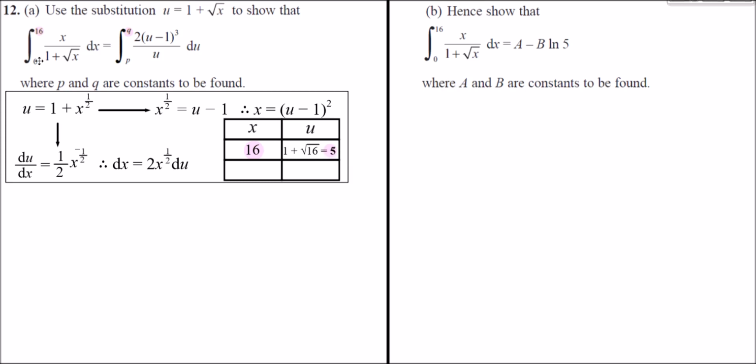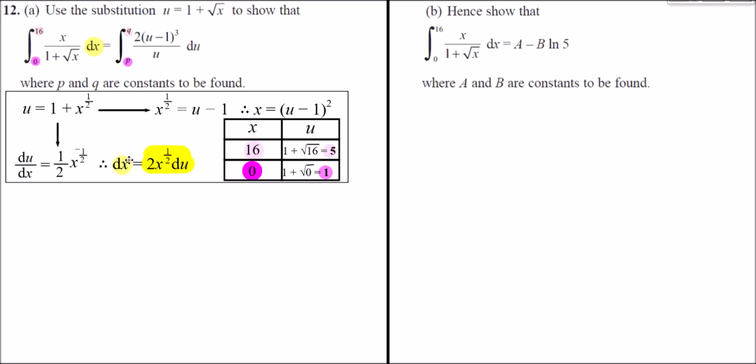In the same way, when x is 0, which I'm going to put in purple, that's going to relate to this limit p. So when x is 0, u will be 1 plus the square root of 0, which of course will just be 1. So therefore p equals 1.